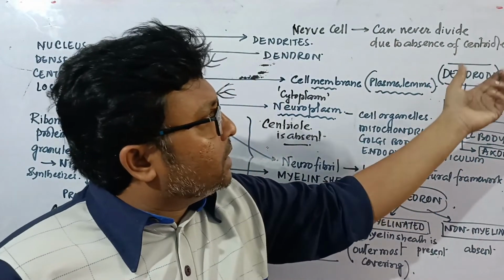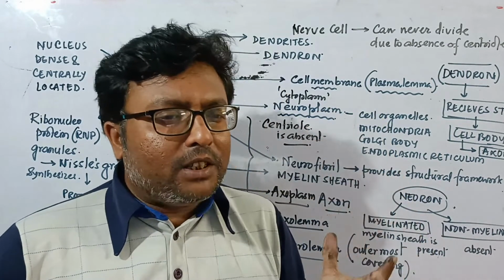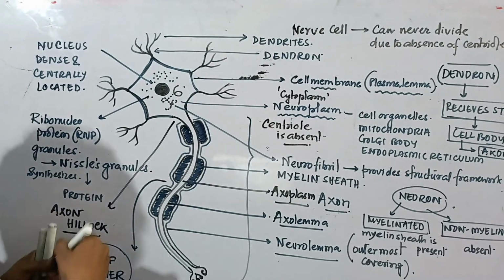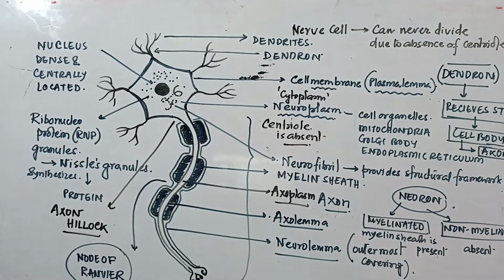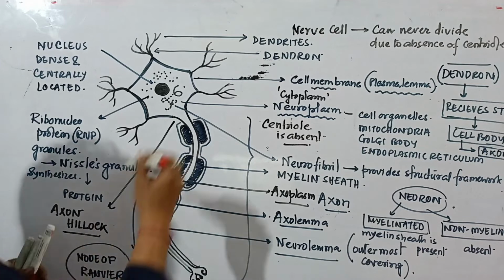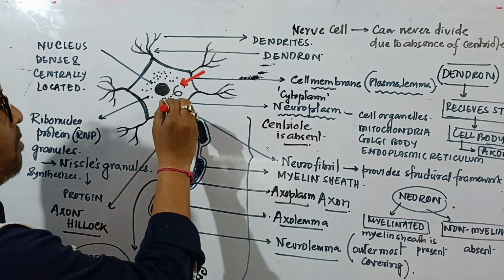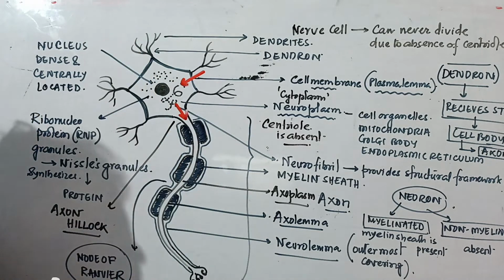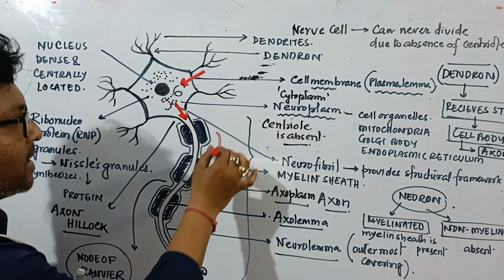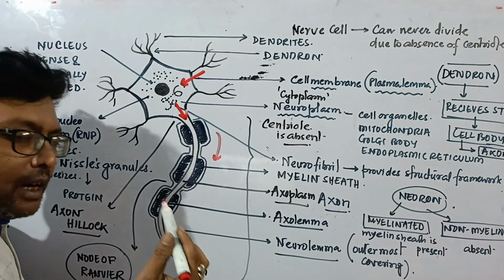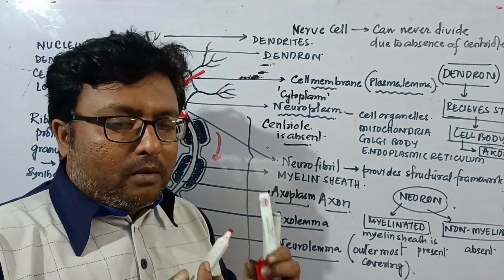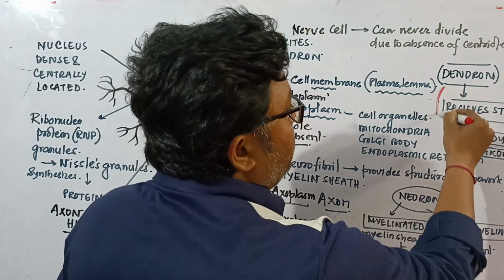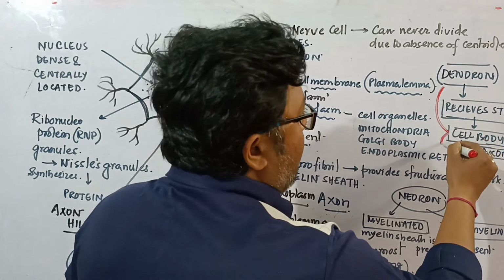Okay, so dendron helps in receiving stimulus. You can understand, dendron will receive the stimulus. From the dendron, this stimulus, we will see, is then carried to the cell body. So it comes to the cell body. Cell body, what it will do, it will simply conduct or transmit this stimulus to the axon, and the axon is going to conduct this stimulus. It is going to carry this stimulus. So the cell body acts as a junction between the dendron and the axon.